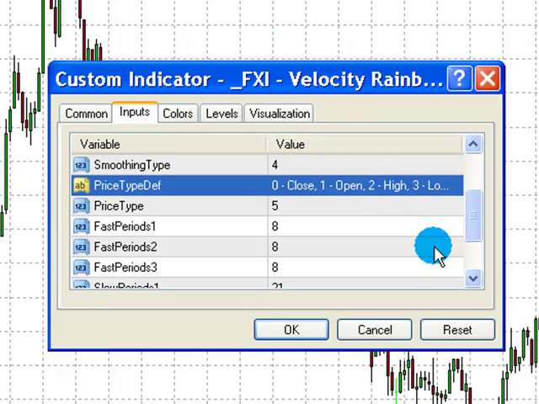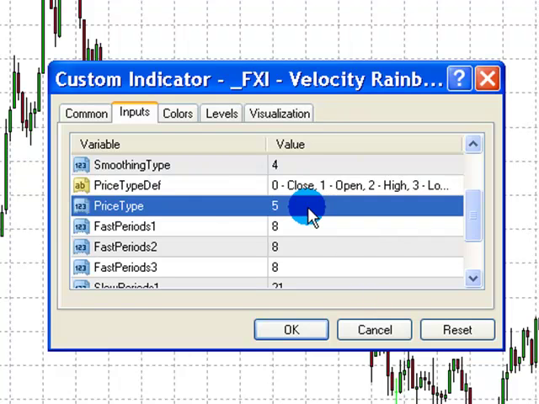The price type def is what price are we going to look at. This is the definition of those prices: 0 for the close of the bar and 1 for the open of the bar, things like that. We're going to use 5, which is the typical price. The typical price is the high plus the low plus the close divided by 3.